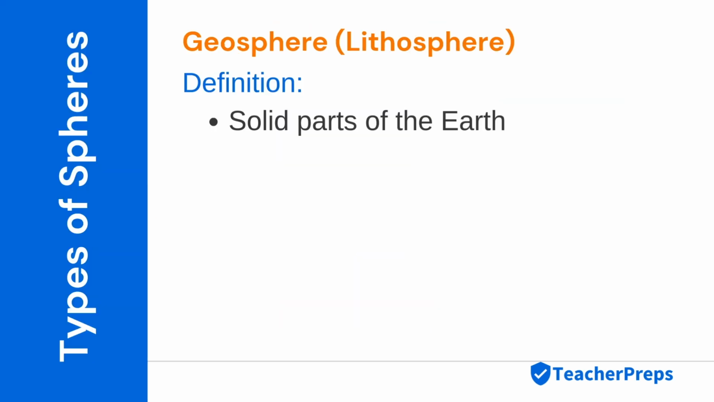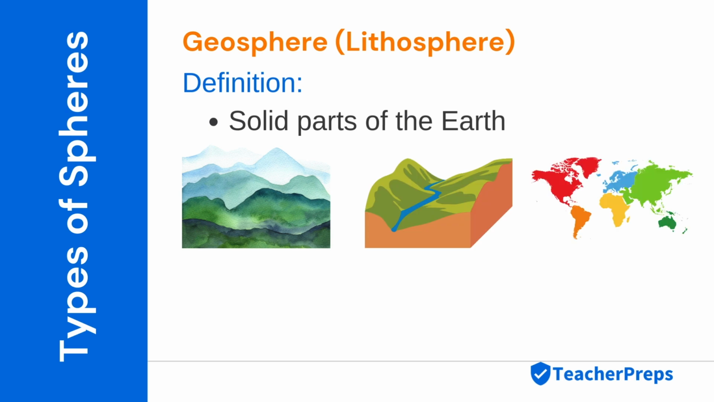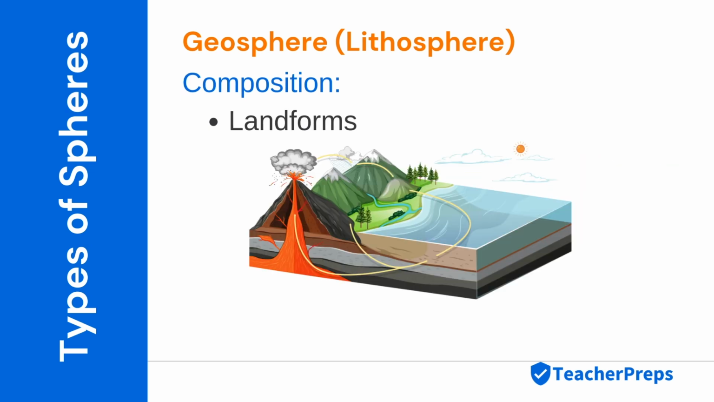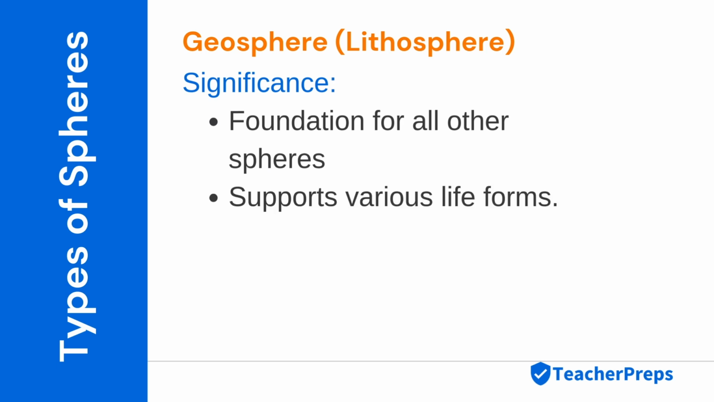First up, let's talk about the lithosphere, which includes all of the solid parts of Earth, such as mountains, valleys, and continents. This part is made up of landforms, which are visible features on our Earth's surface. The lithosphere provides the foundation for all other spheres and supports various life forms.